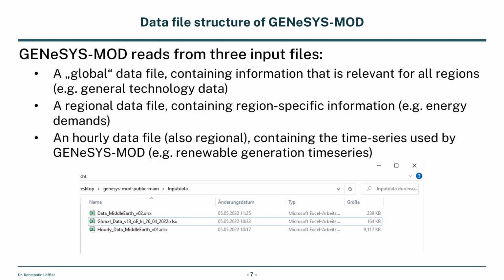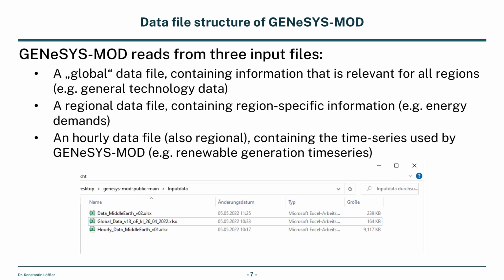So this means, for example, general technology data. This means something like investment costs for the different technologies, because we consider that those are usually the same across the globe, or at least that's what we have data for. Otherwise, we have a regional data file that contains the region-specific information.